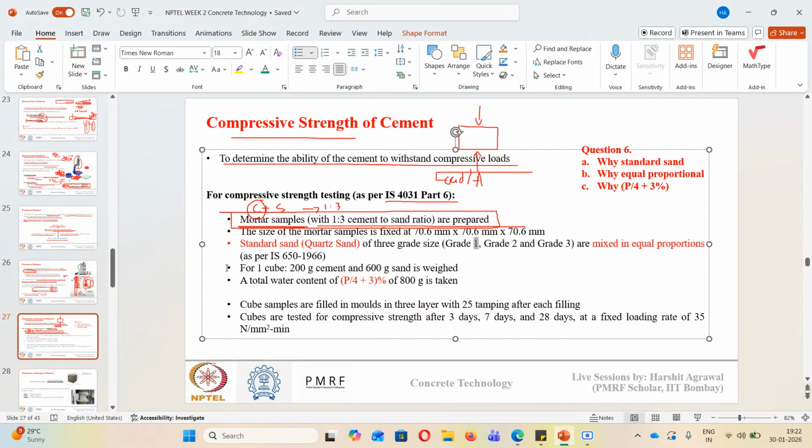Okay, so this is the standard sand we need to take, all three in equal proportion. Then for one cube, we'll take 200 grams cement and 600 grams of sand. And then this 600 gram, 200 gram for each grade we take. And we take a water amount of P by 4 plus 3%.